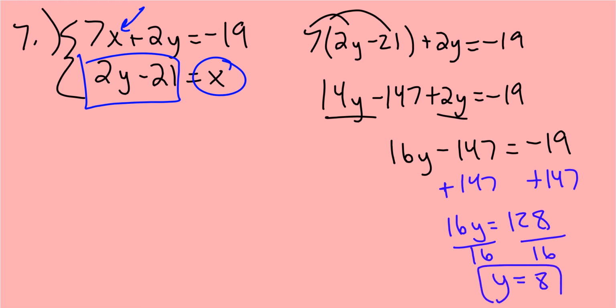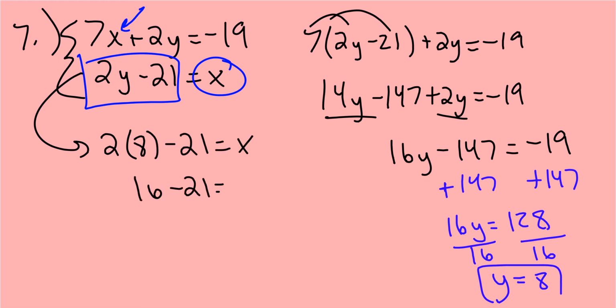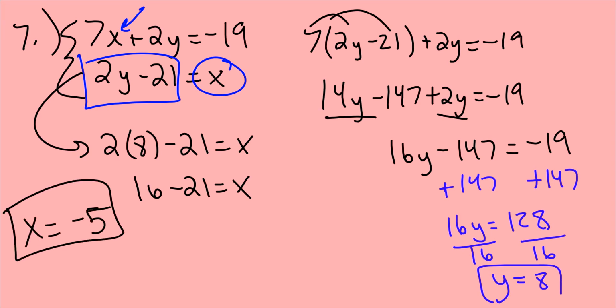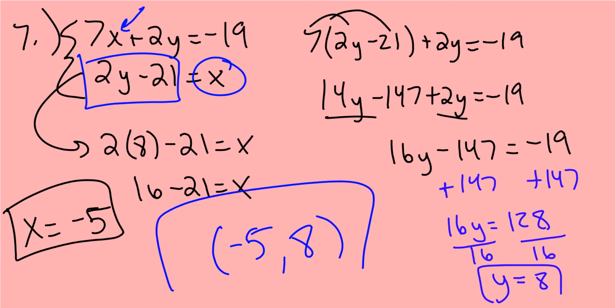I have a number answer for y, so I'm going to plug it into the bottom equation. Instead of y, I'm going to put 8. 2 times 8 minus 21 equals x. I get 16 minus 21 equals x. So x equals negative 5. I have an answer for x. I have an answer for y. I'm going to write my answer as an ordered pair. Negative 5, 8, and I'm done with 7.